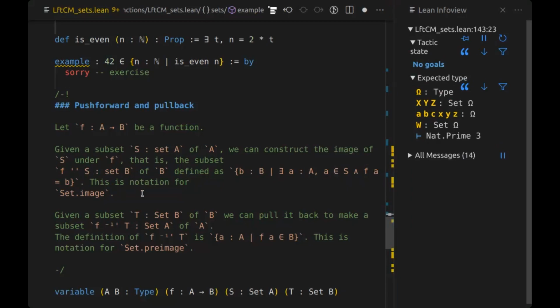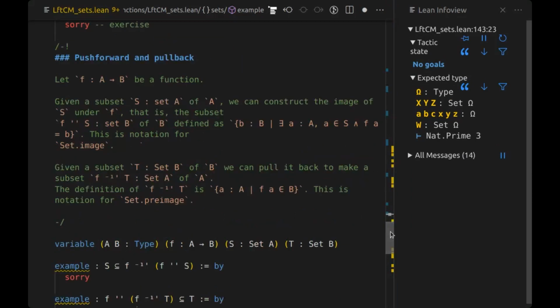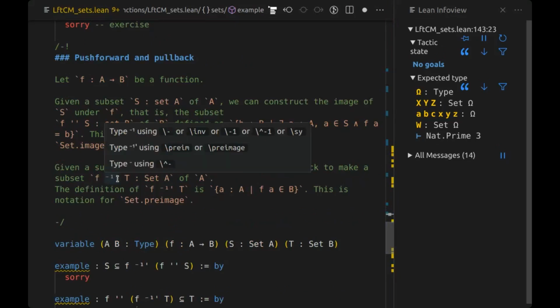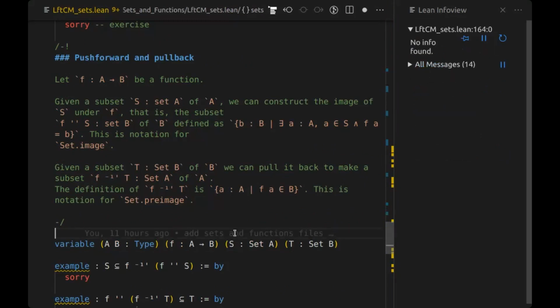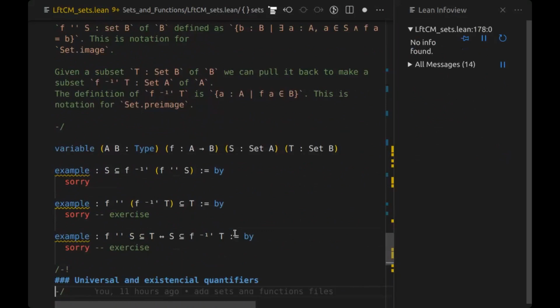Similarly, we can also take preimages of sets. Again, we have to use some special notation for this. The notation is f to the minus 1 prime. When we do that, we get the set consisting of elements a of A such that f of a belongs to the set B. And this is notation for Set.preimage. Okay, so let's look at some examples of how to manipulate this.